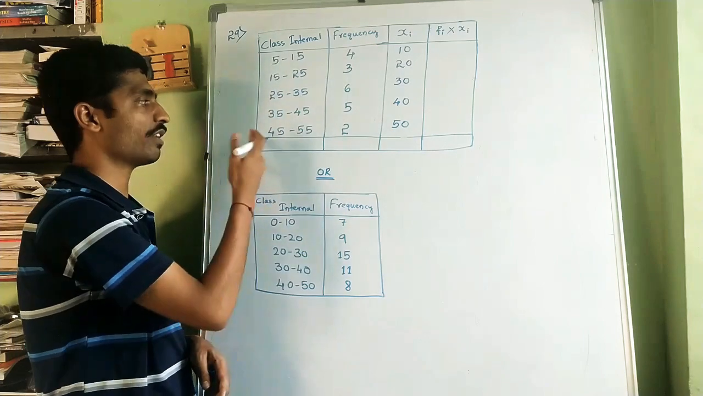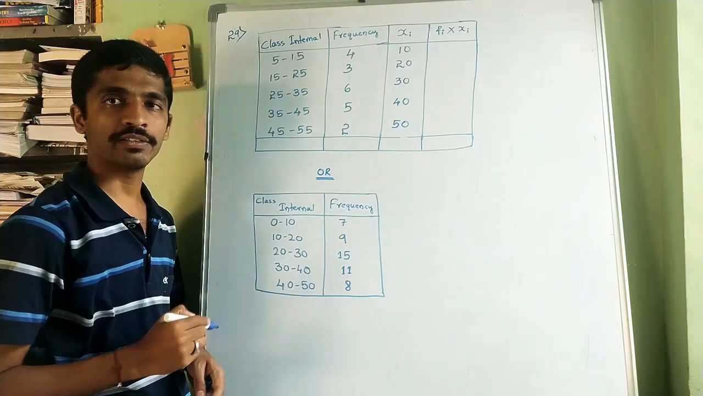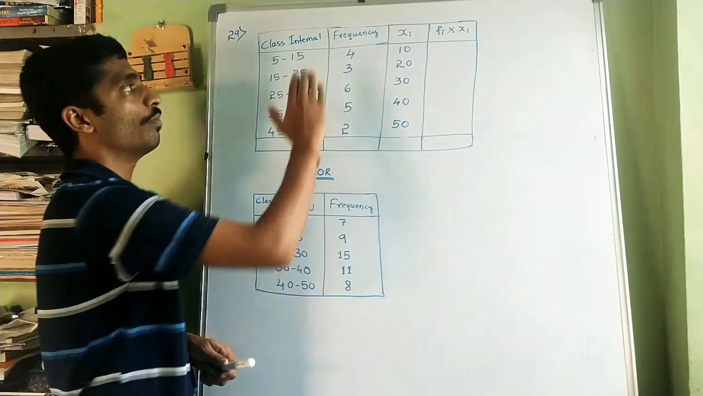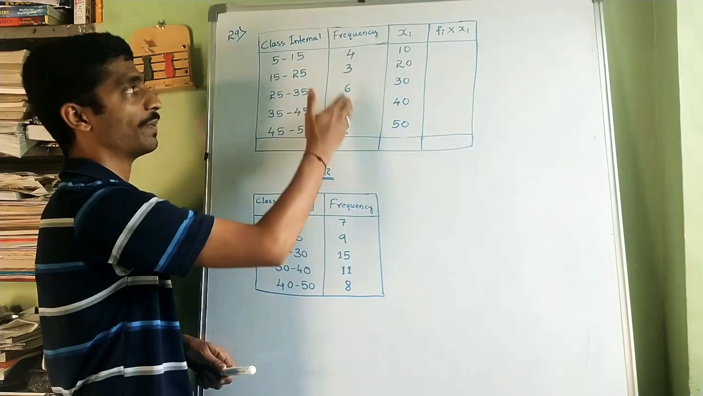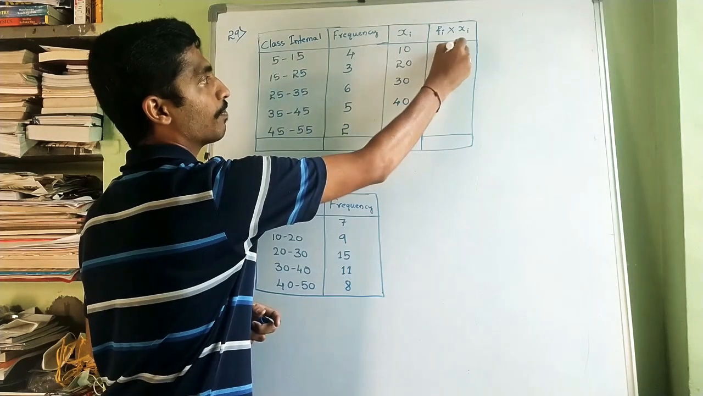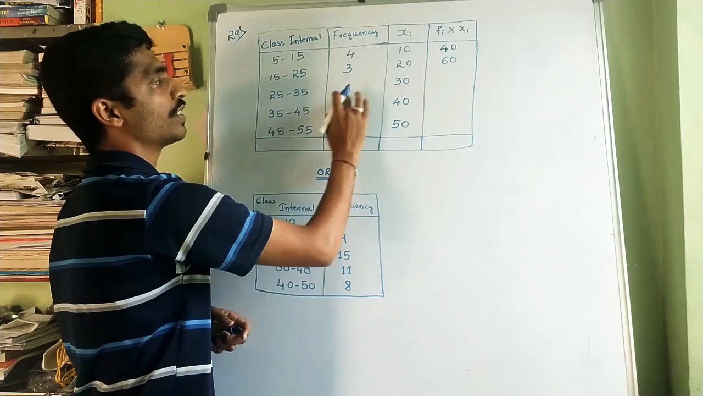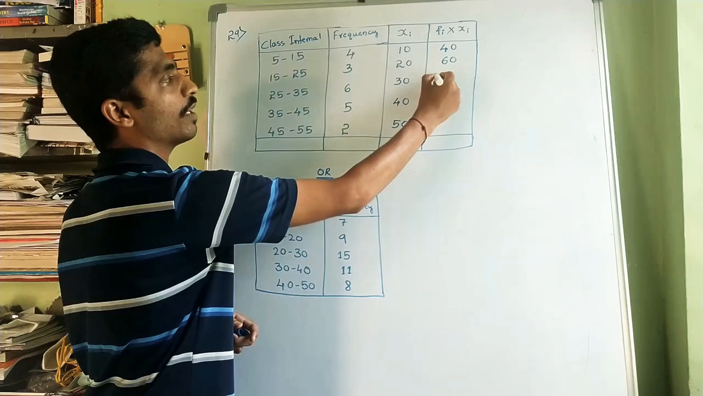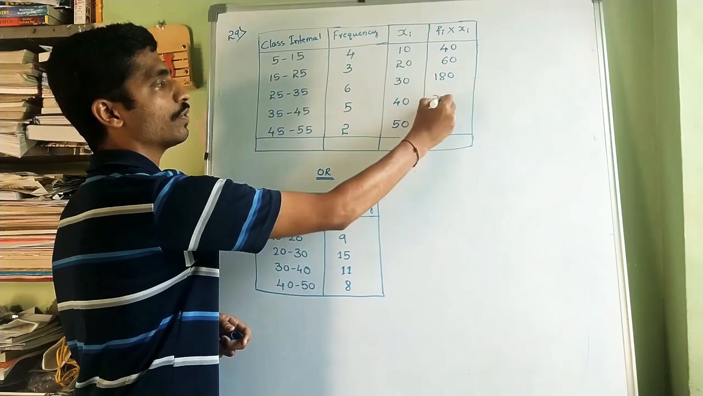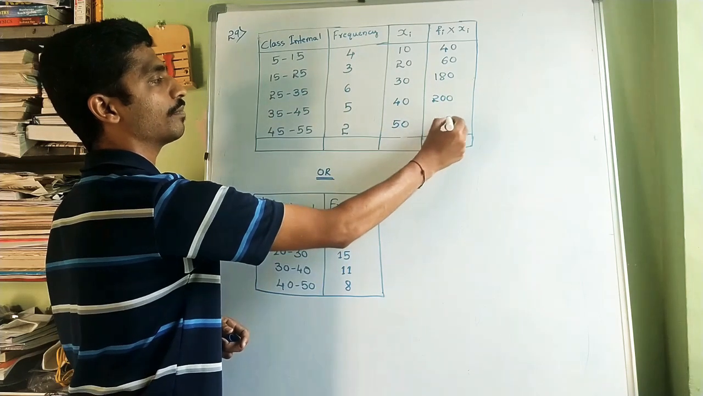Okay, if you want to cross check, you can cross check here. 45 plus 55, it becomes 100. Divided by 2, you will get 50. Okay. Now multiply this class mark with the frequency. 4 into 10, 40. 3 into 20, 60. 6 into 30, it becomes 180. 5 into 40, it becomes 200. 2 into 50, it becomes 100.